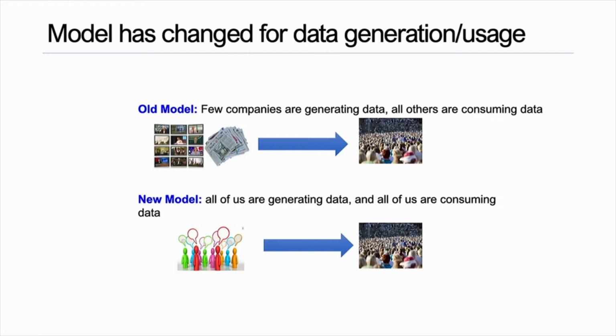The old model of data generation used to be few companies are generating data and everybody else is consuming that data. But the new model is everybody's kind of generating data and all of us are also consuming data. We're starting to become the product, and if anybody's looked at any documentary like The Social Dilemma and stuff like that, we are starting to generate so much data that's being used to essentially sell to us all the time.